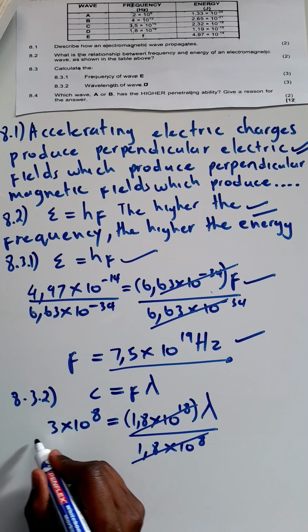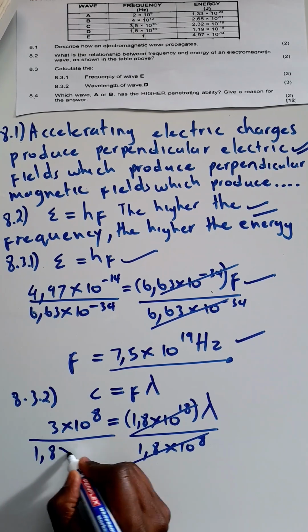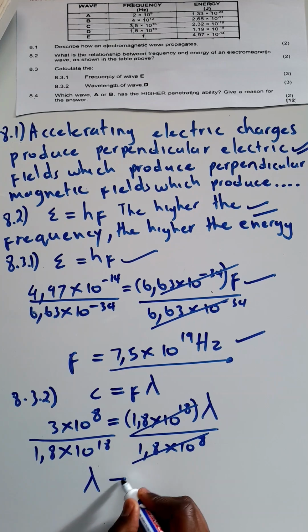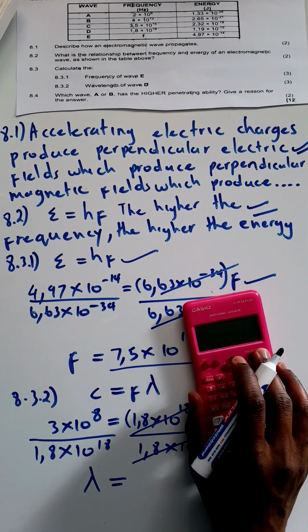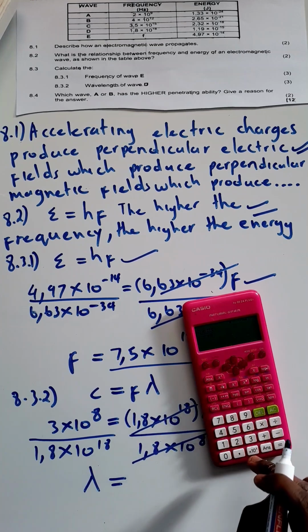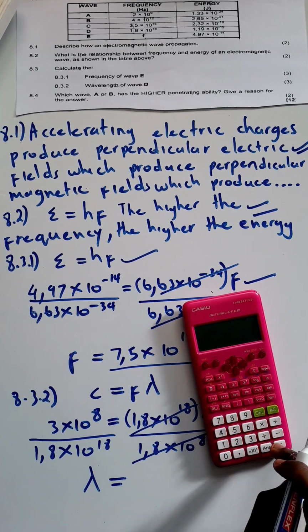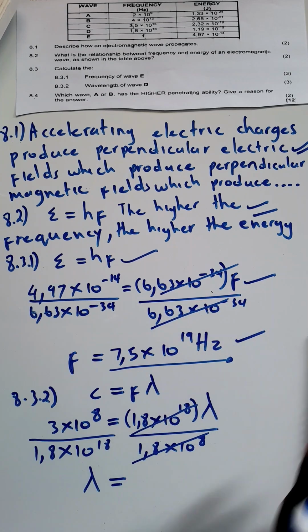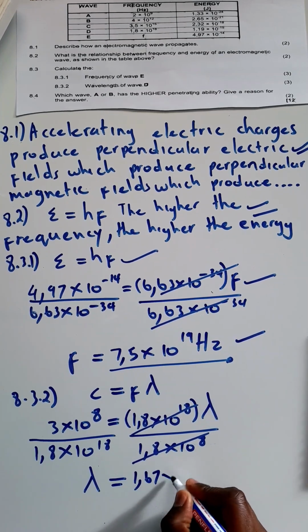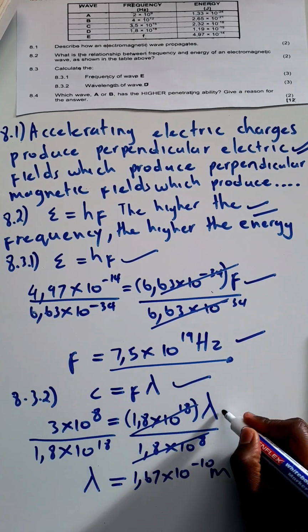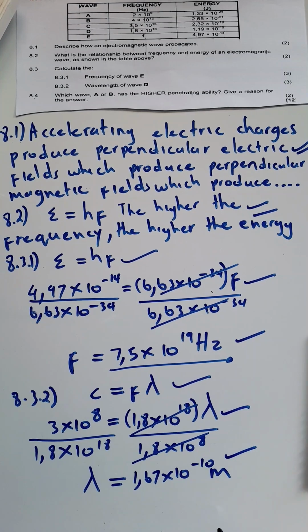We must do the same on the left-hand side. The wavelength will be equal to, on our calculator, 3 times 10 to the power of 8 divided by 1,8 times 10 to the power of 18, giving us 1,67 multiplied by 10 to the power of negative 10 meters.